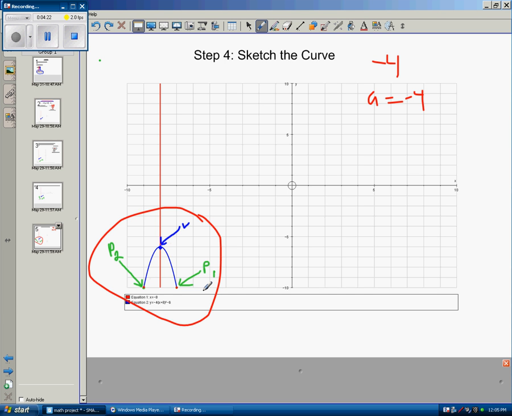Remember, since it is a parabola, there's an indefinite number of solutions. So these two lines will continue going down, and we can represent that by drawing arrows, and it will continue on forever, going in that same slope.